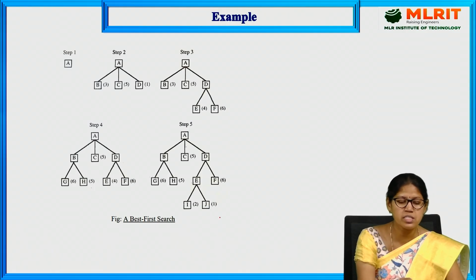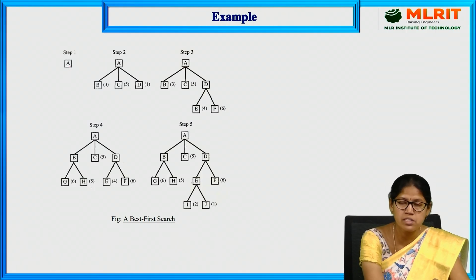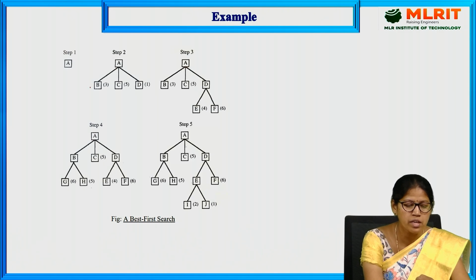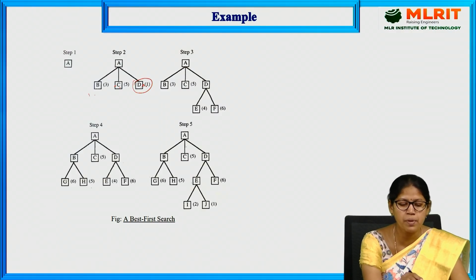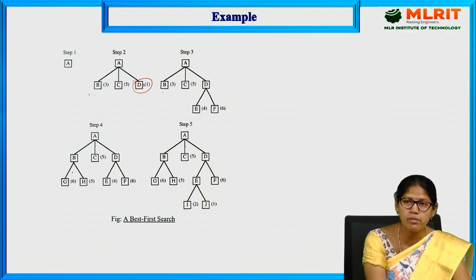Let's look at this example. Initially, A is the root node. A is explored, giving B, C, D. B has 3, C has 5, D equals 1. Out of these three values, D has the least value, so it will be explored. After that, E, F. E contains 4, F has 6. So 3, 5, 4, 6. Which one has the lowest value? B. So again, B will be explored.